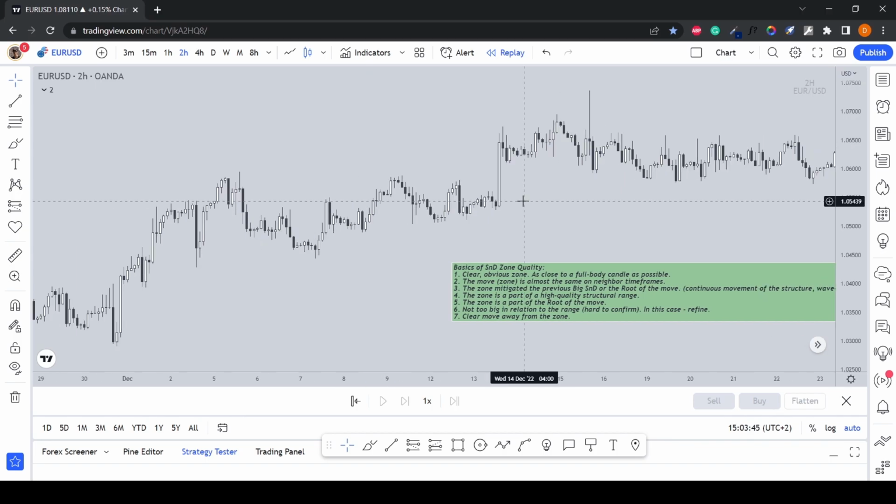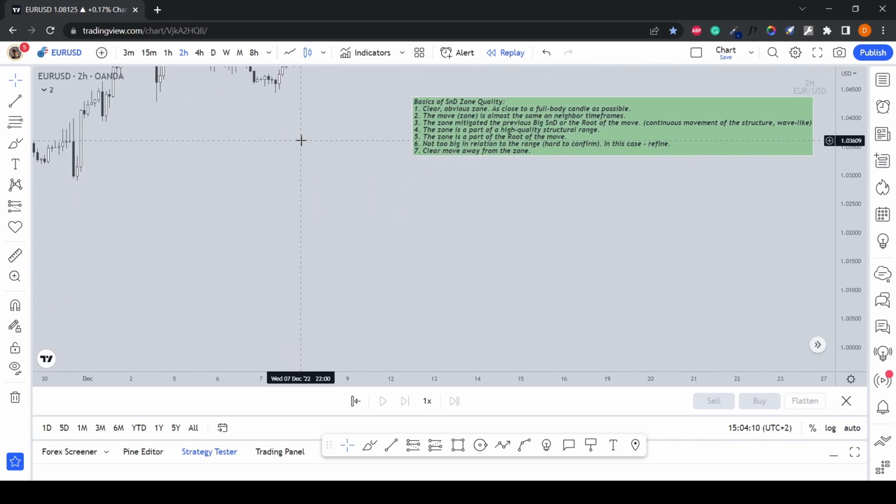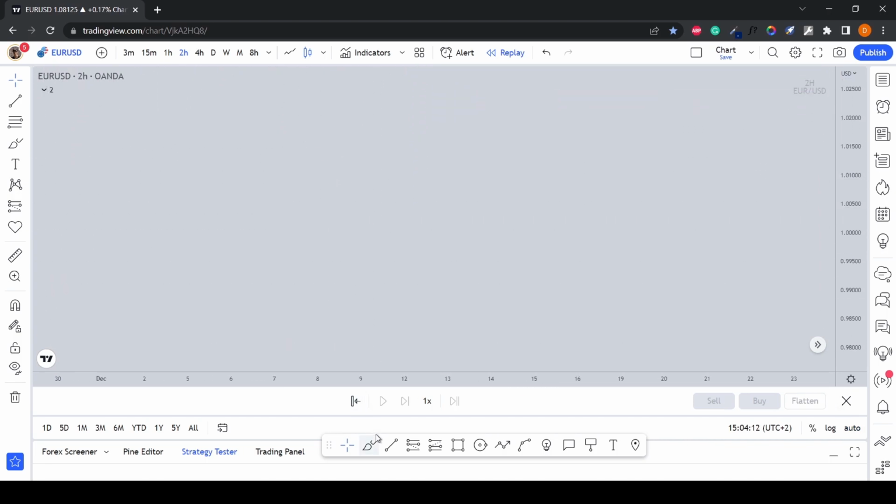Now let's talk about the next point. The third point: the zone mitigated the previous big SnD or the previous root of the move. What it means is that zones, one after another, are creating continuous movement of the structure, a wave-like movement. So first, let me draw it in a schematic.